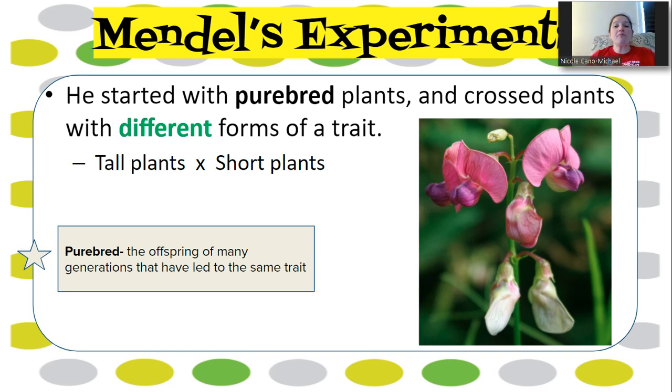So he started with purebred plants and he crossed the plants with different forms of traits. So again, a purebred means that you have many offspring that have led to the same exact trait. Again, we are using the word purebred interchangeably with the word homozygous, and we will get to that again in a moment.